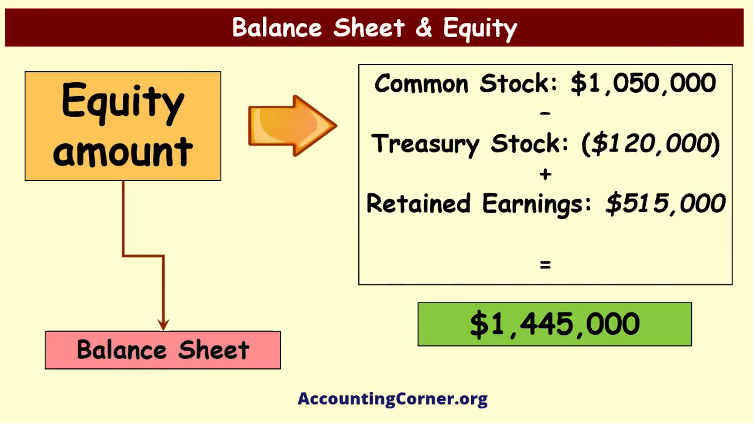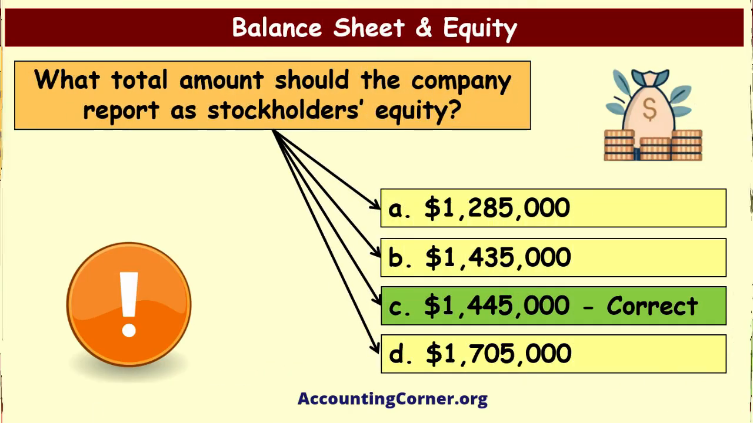Now let's add amounts from the initial financial data and calculate equity amount. We get $1,445,000. So, from the given options, the correct answer is C.